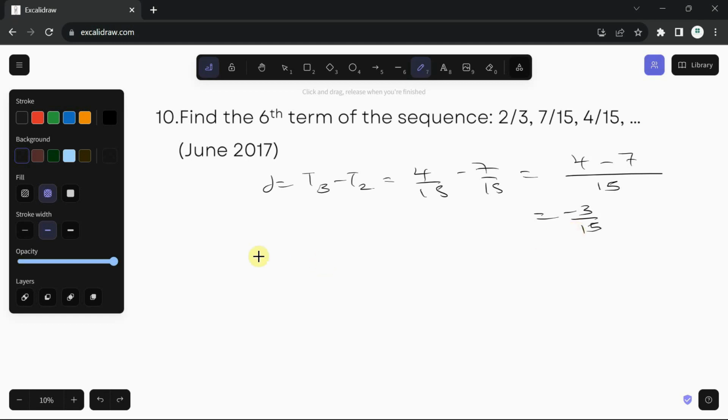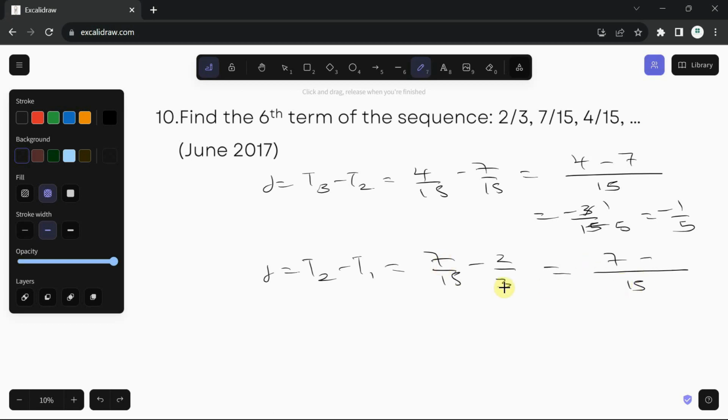Okay. So let's also see if the difference between T2 and T1 will also be minus 3 over 15. Or I could say minus 1 over 5. I think that's better. So that's minus 1 over 5. Let's see if it will be the same thing. So D is T2 minus T1. So this is 7 over 15 minus 2 over 3, right? So the LCM here is 15. 15 in 15, 1 times 7, 7. 15 in 3, 5. 5 times 2, 10. So this is also minus 3 over 15, which is the same thing as saying minus 1 over 5.